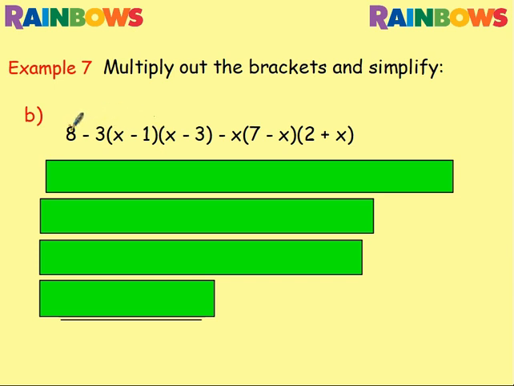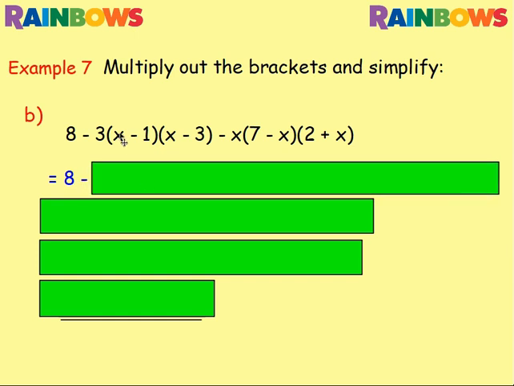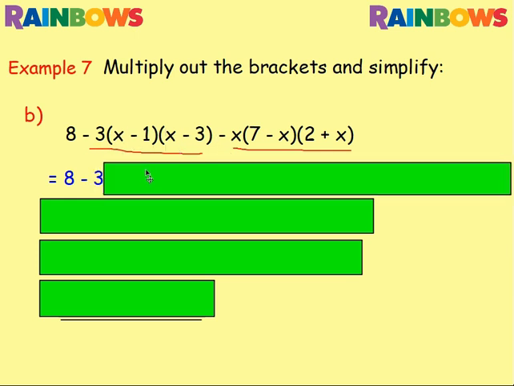But for this, you've got the 8 takeaway. So I would leave that as 8 takeaway because you've got all this multiplying brackets. And you know multiply comes before the subtract. So you'd be having to multiply these terms together. And you'd also be having to multiply these terms together first before you do this takeaway or this takeaway. So for that, to do the 3 times the x take away 1 times the x take away 3, I'm just leaving the 3 just as it is.